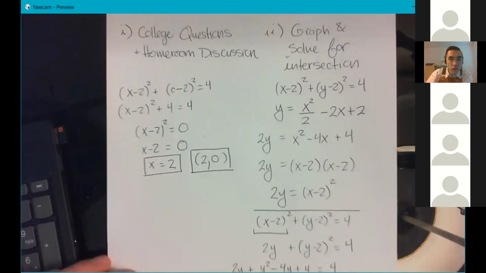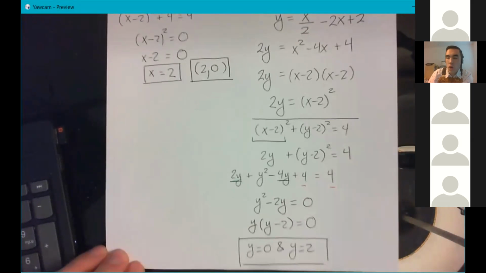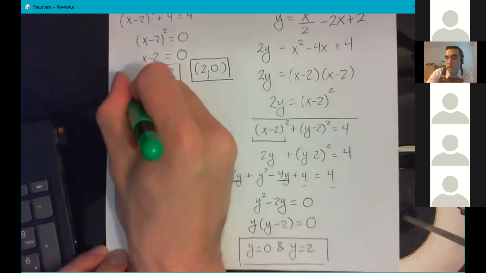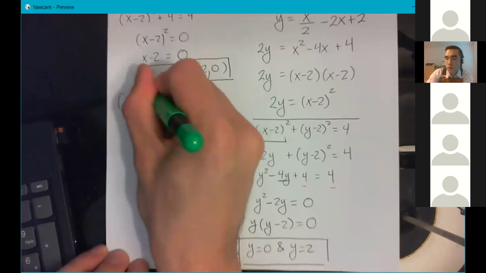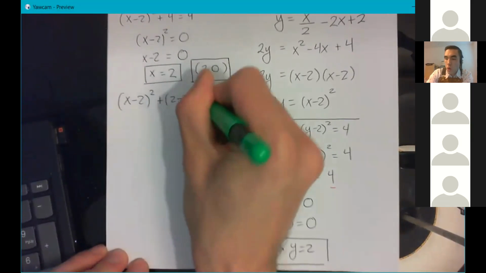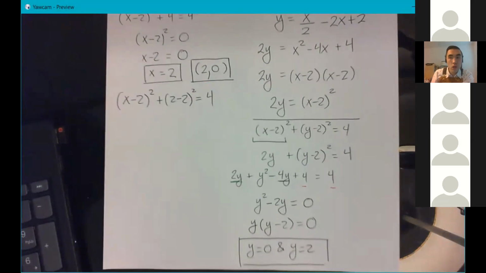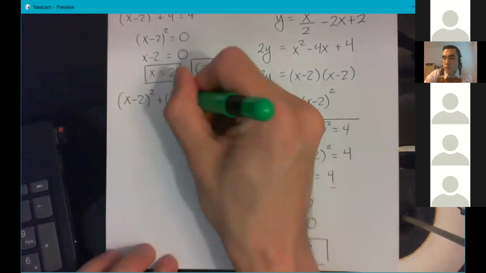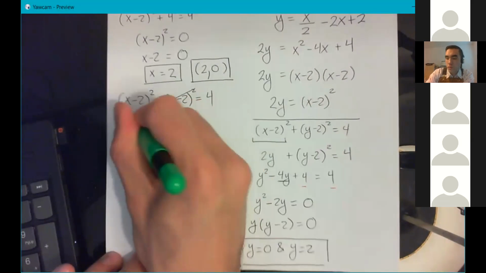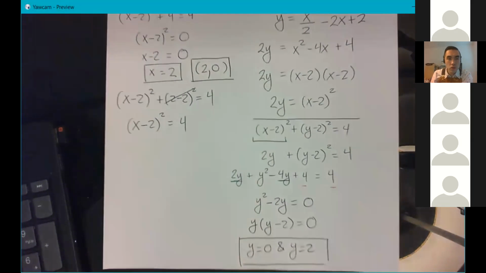And now I can solve for the other x values, which will be associated with our other y value. Y is equal to 2. So we can go ahead and plug that in and check that out. So that's going to be x minus 2 squared plus 2 minus 2 squared is equal to 4. 2 minus 2 is 0. 0 squared is 0. So this all goes away. And so this is going to give me x minus 2 squared is equal to 4. From here, what do I do?